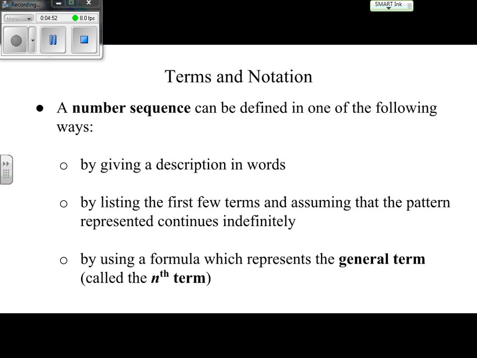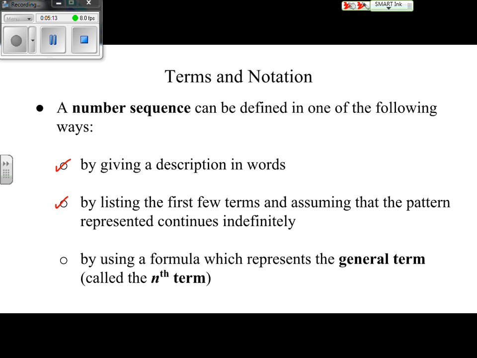Another way a number sequence can be defined is by listing the first few terms and assuming that the pattern represented continues indefinitely. And that's what we saw in the last example, where they were listing a few numbers, the pattern was shown, there were enough terms there that we didn't have to guess what the pattern was, and then we assume that it continues on that way.